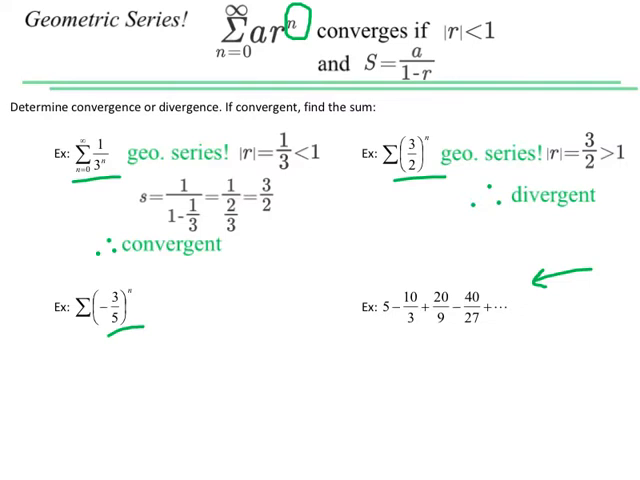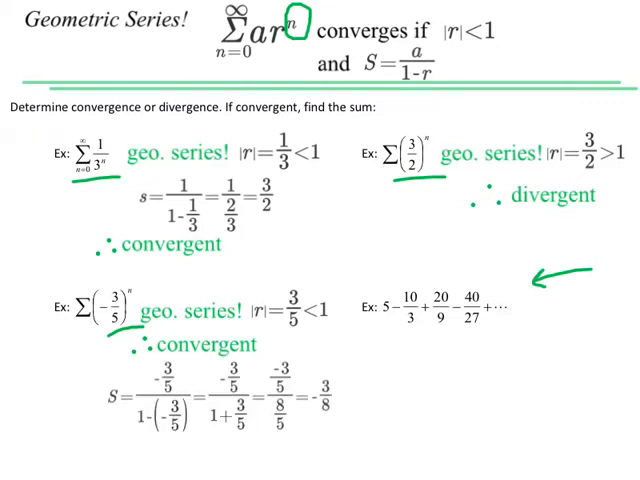Okay, so moving on to that third one, the sum of -3/5 to the n. Again, it's a geometric series. The absolute value of r would be the absolute value of -3/5, which is 3/5, which is less than 1, so therefore it's convergent. And then my sum is going to be a over 1 minus r. a is my first term. It doesn't say where I start from, so I start at n equals 1, which means my first term is -3/5 to the first power. So my sum is -3/5 over 1 minus -3/5, or -3/5 over 8/5, which is -3/8. So that is the sum of my convergent geometric series.